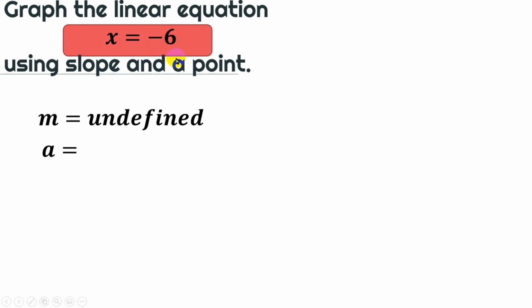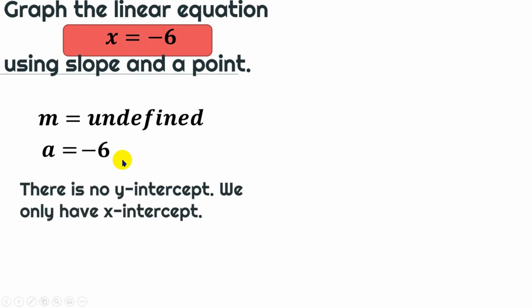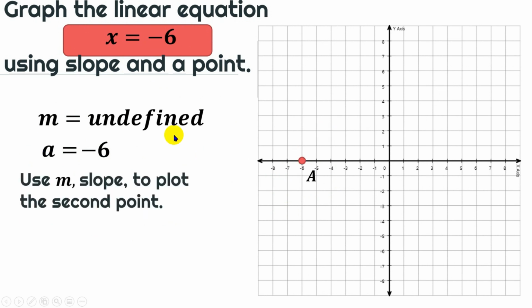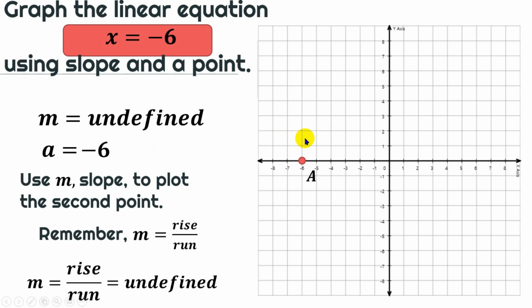And dahil wala rin tayong y-intercept, kasi nga po yung ating equation ay hindi naman slope-intercept form, ang meron lang tayo is a, and a denotes x-intercept. So, that will be x-intercept, negative 6. So, ibig sabihin, there is no y-intercept, we only have x-intercept. Yun po yung ipa-plot natin. Negative 6 sa x-intercept. Plot natin siya dyan. And since ang ating slope ay undefined, so, ibig sabihin, ang graph natin dito ay isang vertical line. Okay? So, vertical line for this last example, x = -6. So, this will be the graph of this equation.